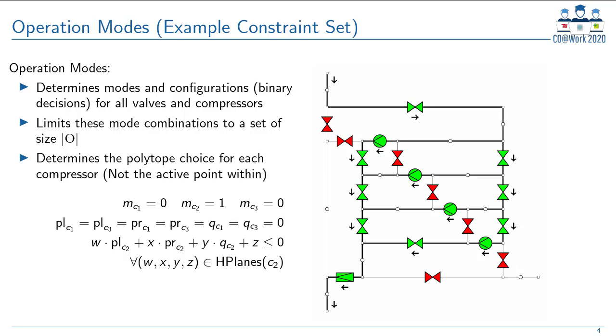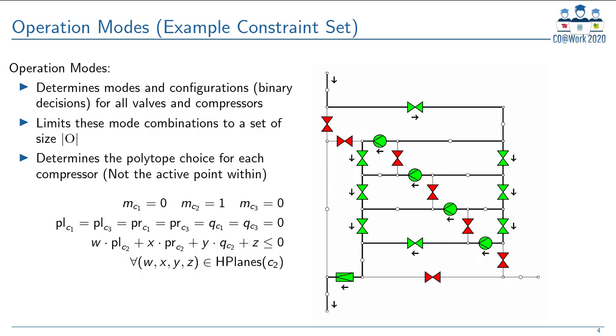As a more concrete example of what these operation modes specifically do, we'll use the variables introduced in the previous slide. So assuming a fixed operation mode, then that fixed operation mode may force the selection of a certain configuration for a compressor station. In this case, the model is still free to decide on which operating point inside of the associated polytope it can use, but its choice of polytope is now fixed.